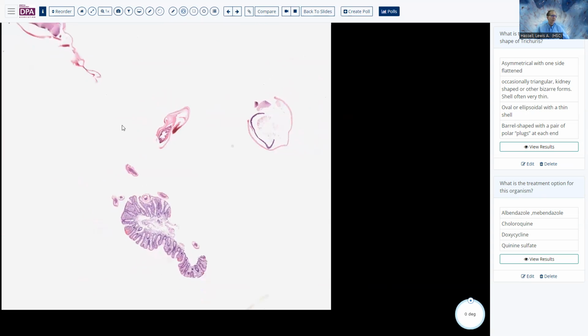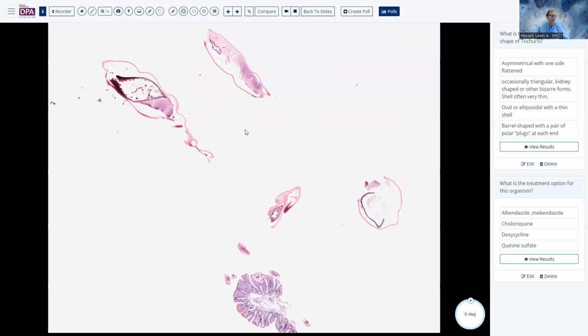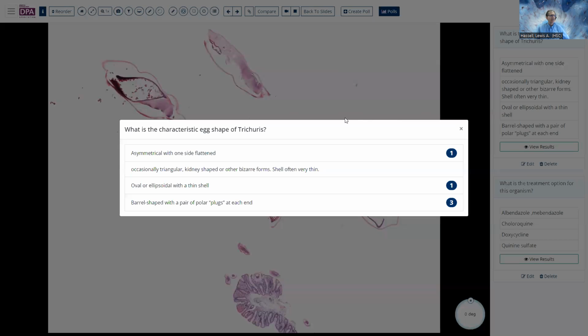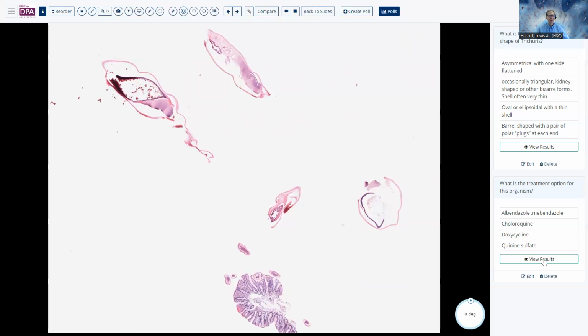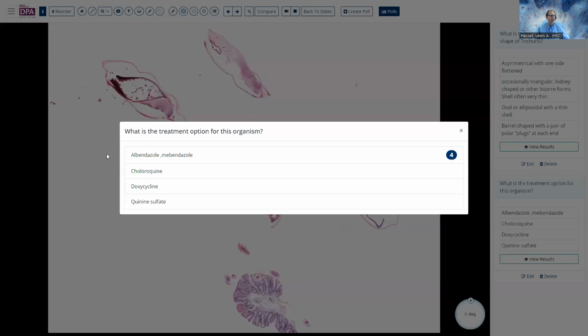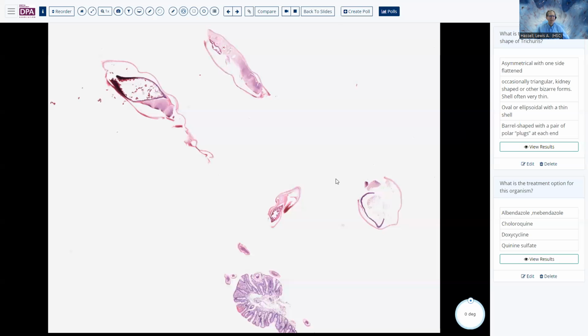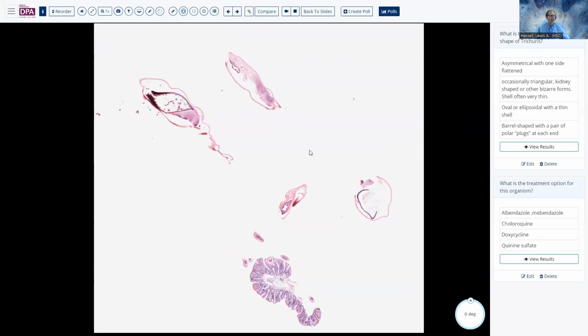So this is one of the more commonly identified parasites, usually in the right colon, the Trichuris trichiura, and characteristic features of that. Of course, anyone who does parasitology is going to know that it's a barrel-shaped egg with a pair of polar plugs at each end. And that's in contrast to other things like schistosomal eggs or cysts from other parasitic diseases. Treatment options for this organism: albendazole or mebendazole, praziquantel.